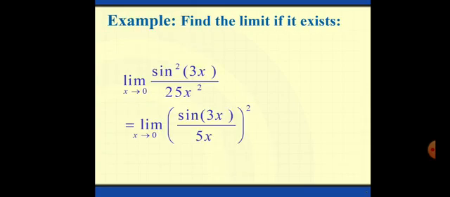Another example. Find the limit of sine squared 3x over 25x squared when x approaches 0. Sine squared 3x means sine 3x all squared, over 25x squared. So we can rewrite this problem as the limit of sine 3x over 5x, all squared, when x approaches 0. So the final answer is 3 over 5, the coefficient above over the coefficient below, to the power 2, which is 3 over 5 to the power 2.